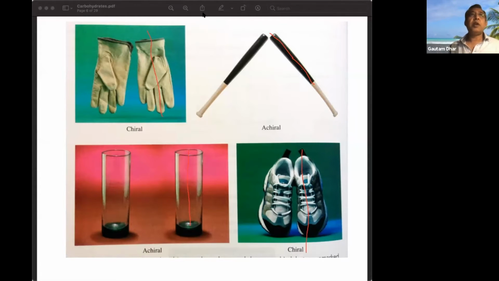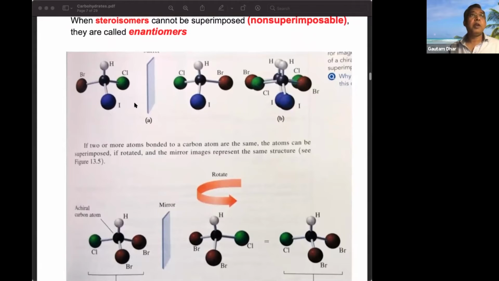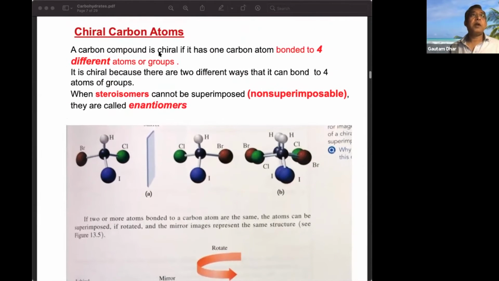Now, the chiral molecules are also called optically active. Why? Because they can turn plane polarized light. If you look at the molecules here, a carbon is chiral if one carbon is bonded to four different atoms. There's one easy way of figuring this out. And you can see there's no plane of symmetry. If you look at the two halves of the molecule, they are not the same. You have bromine on one side and chlorine on the other side.